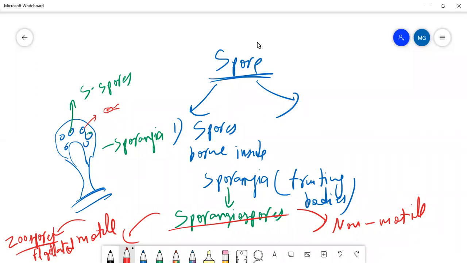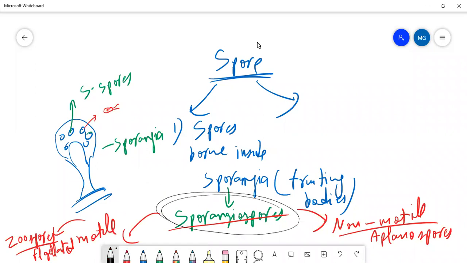ठीक है? दूसरी तरफ, when these sporangiospores are non-motile, we call them as what? We call them as aplanospores. So non-motile sporangiospores, we call them as aplanospores. Is this clear? They are non-flagellated, non-motile. So this is the first class. We're talking about the sporangiospores.